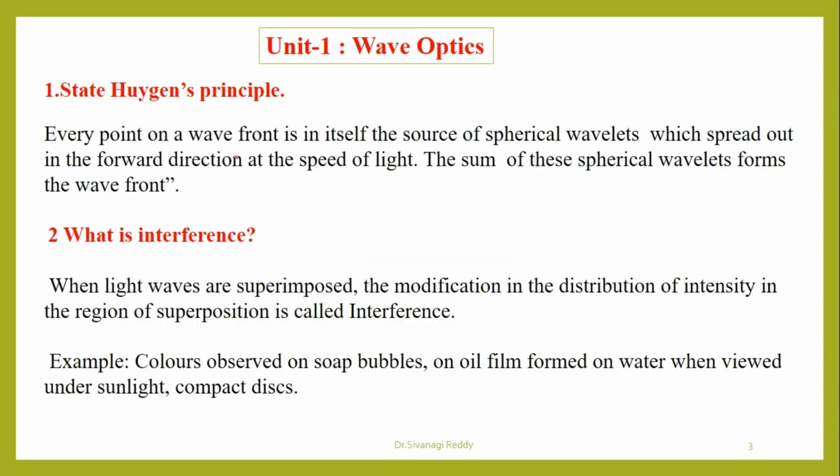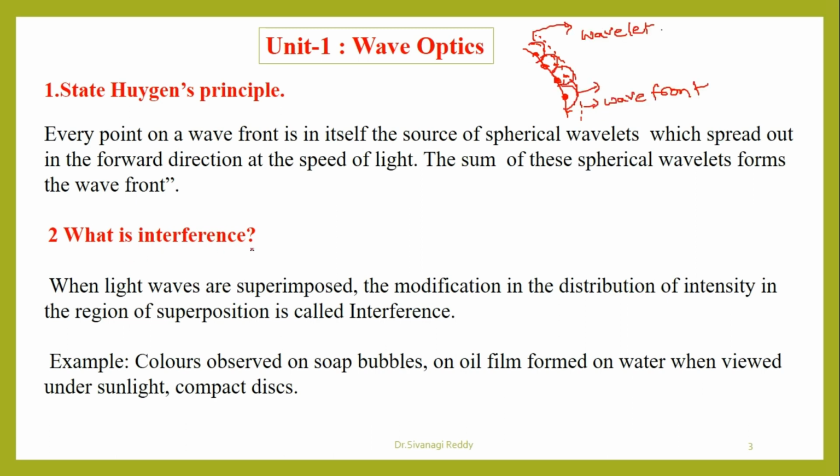State Huygens principle. Every point on a wavefront is itself the source of spherical wavelets, which spread out in the forward direction at the speed of light. The sum of these spherical wavelets forms a wavefront. Each point on the wavefront will act as a secondary source, and the combination of these waves will again form a wavefront.